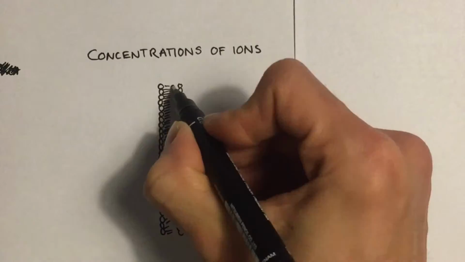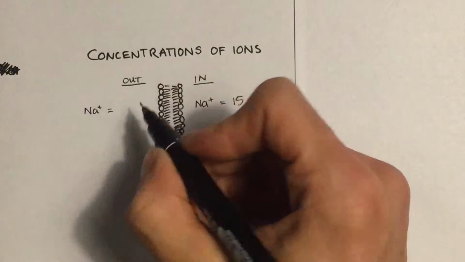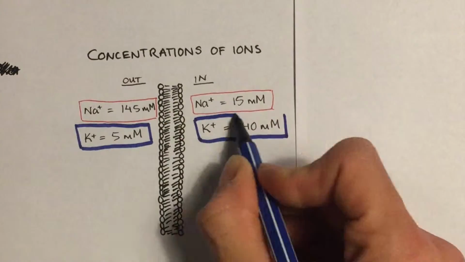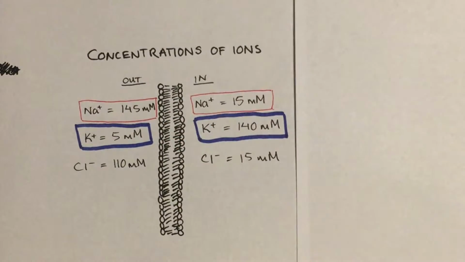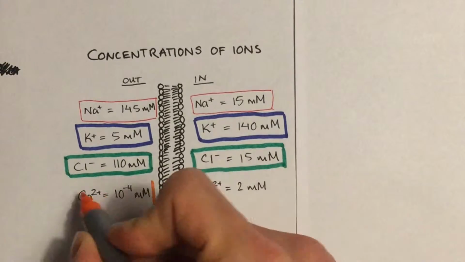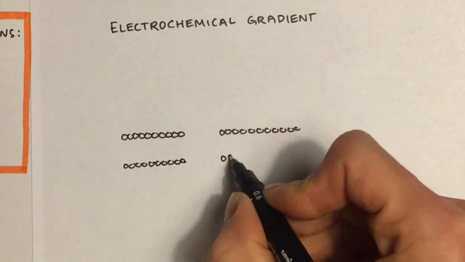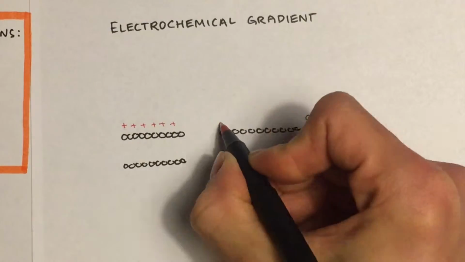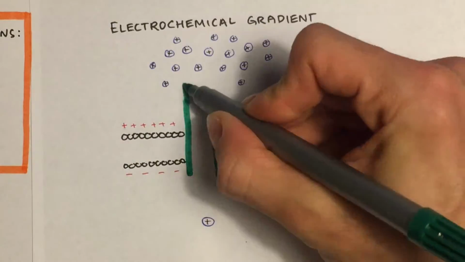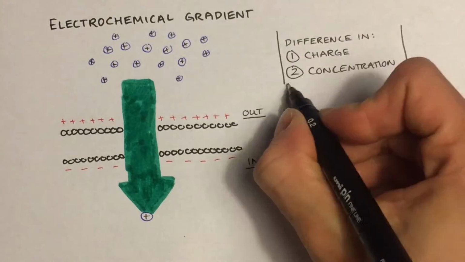Before I go into detail with those, I want to say that it is important to notice the difference in ion concentrations in the intracellular and the extracellular fluid. Because of these differences in concentration, there's created an electrochemical gradient. The electrochemical gradient is both dependent on concentration and charge, and it helps drive transport of molecules.